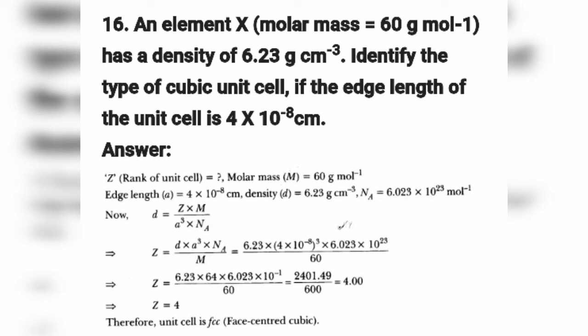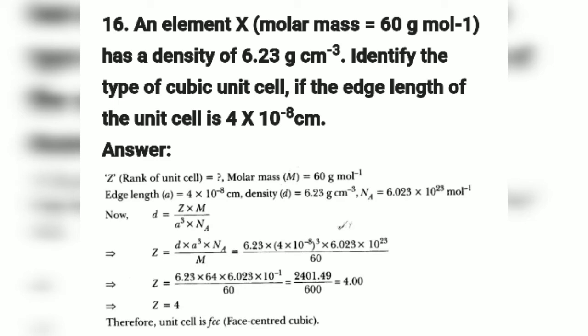Z you don't know. Molar mass already 60, that is also given to you. And you know A cube, edge length 4 into 10 raised to minus 8 centimeter, that is also given. And Avogadro's number, we all know this. Now first of all we will make a formula. Z is equal to D into A cube into Na divided by M.